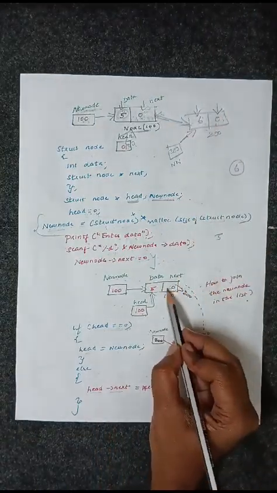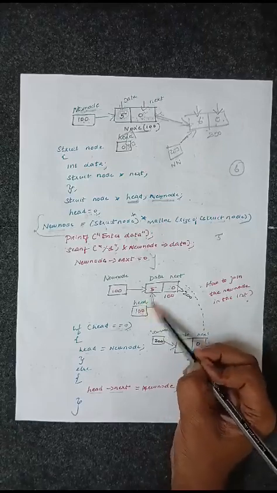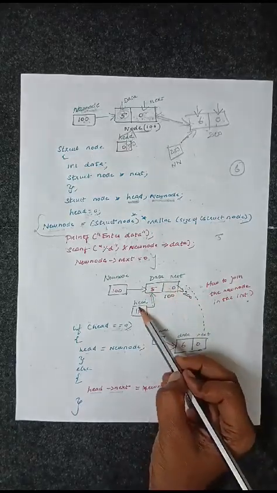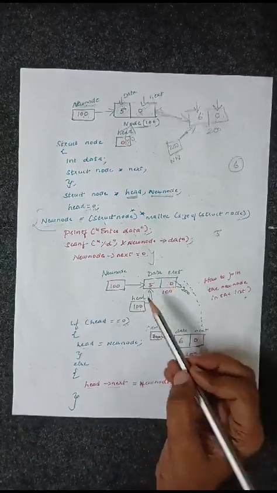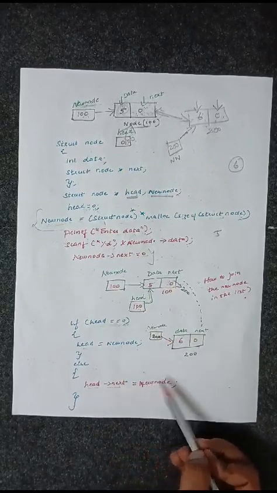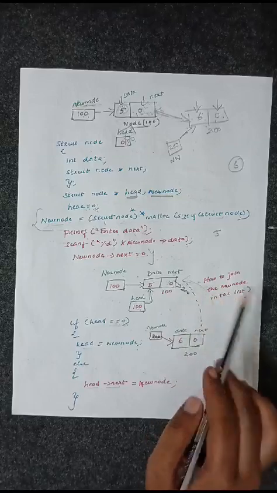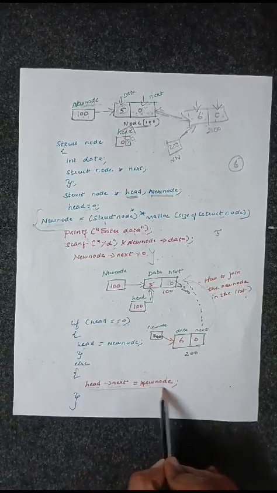Now I should update this address to 200. How can I do that? So this head is pointing to this node. Shall I write head of next is equal to new node? My new node is 200, right? So head of next is equal to 200. If I give head of next is equal to 200, this node will be linked here, so the second node will be linked here. Am I right? Yes.